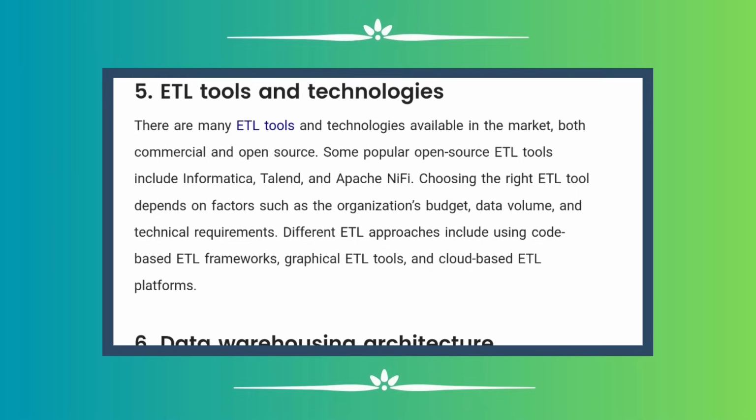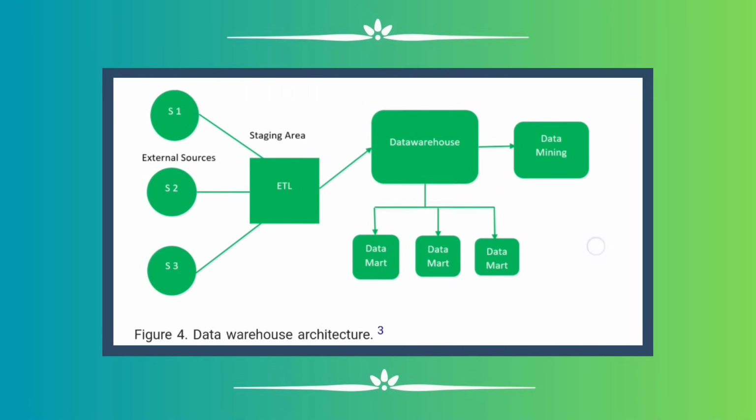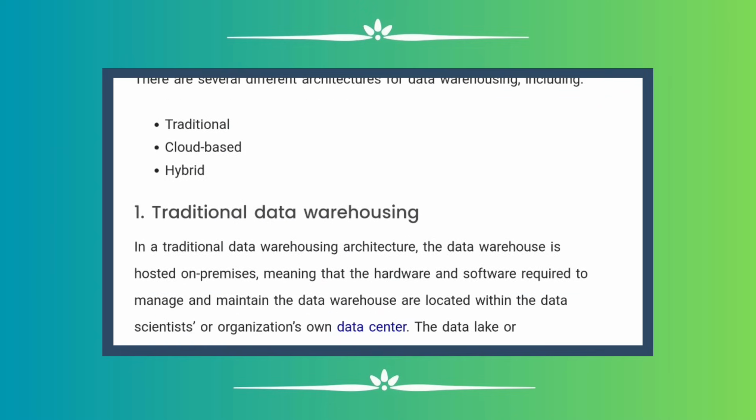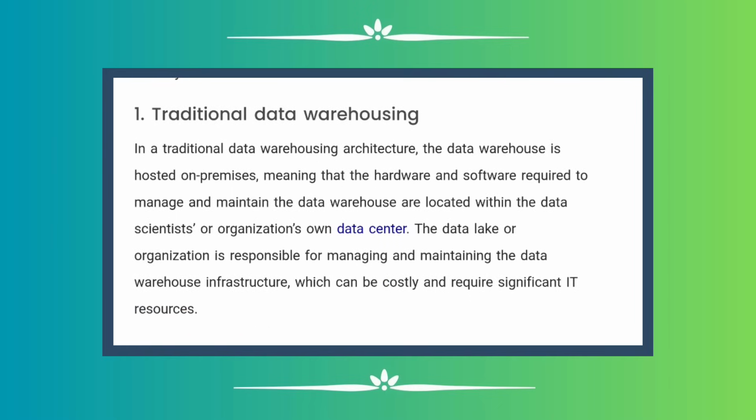Different ETL approaches include using code-based ETL frameworks, graphical ETL tools, and cloud-based ETL platforms. Data warehousing architecture. There are several different architectures for data warehousing, including traditional, cloud-based, and hybrid. In traditional data warehousing architecture, the data warehouse is hosted on premises, meaning that the hardware and software required to manage and maintain the data warehouse are located within the organization's own data center.